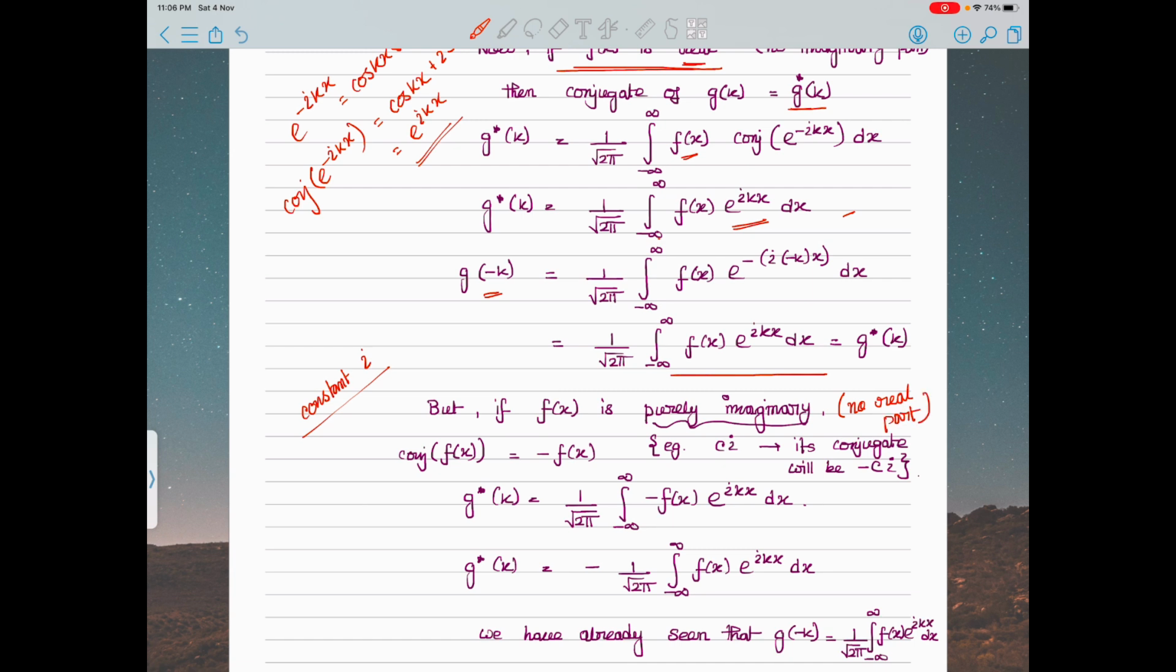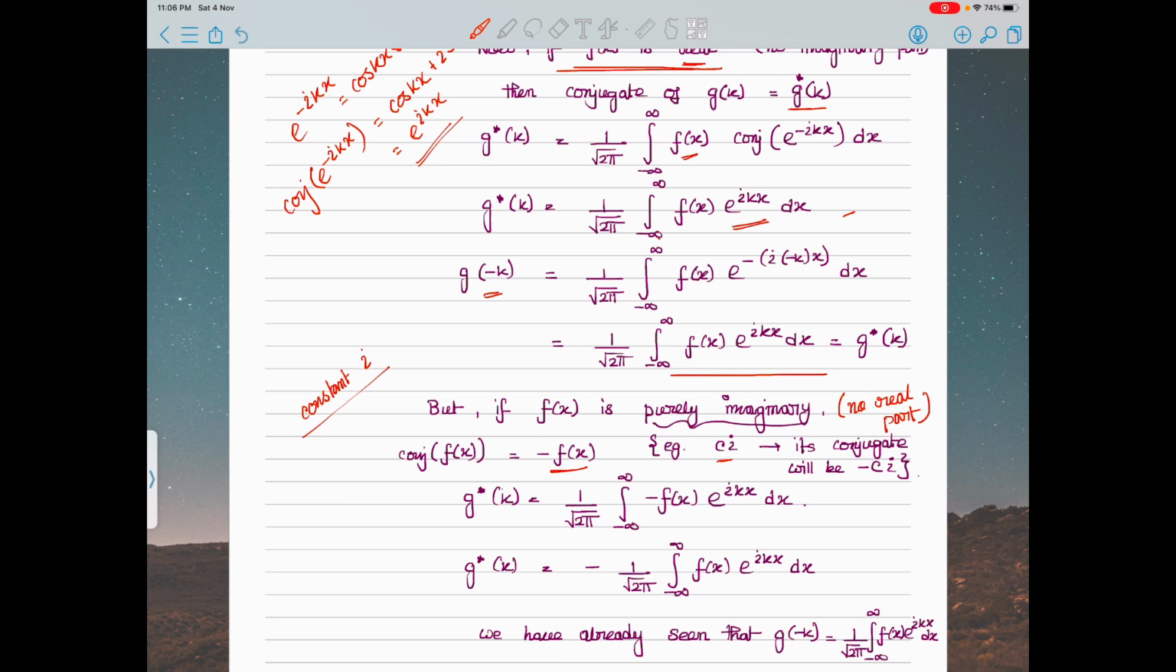So if it is purely imaginary, then the conjugate of f(x) will definitely be minus f(x). For example, c is some constant, and iota c will be a constant purely imaginary function. Now its conjugate will be minus c iota. Therefore, if f(x) is c iota, then its conjugate will be minus of f(x).